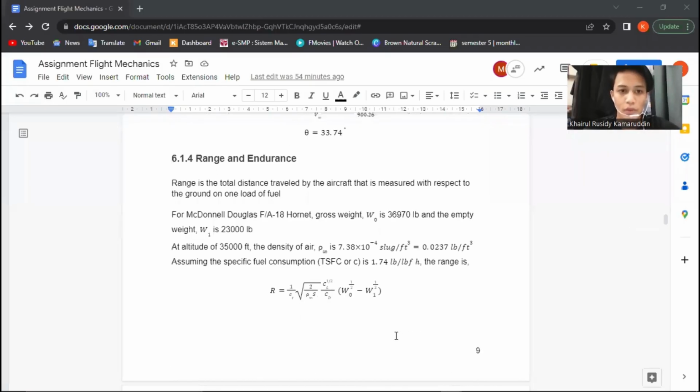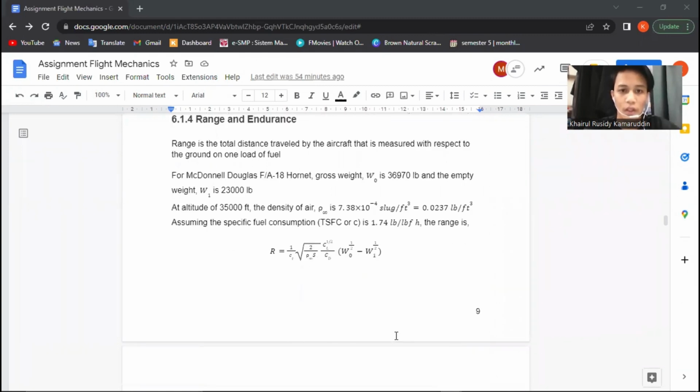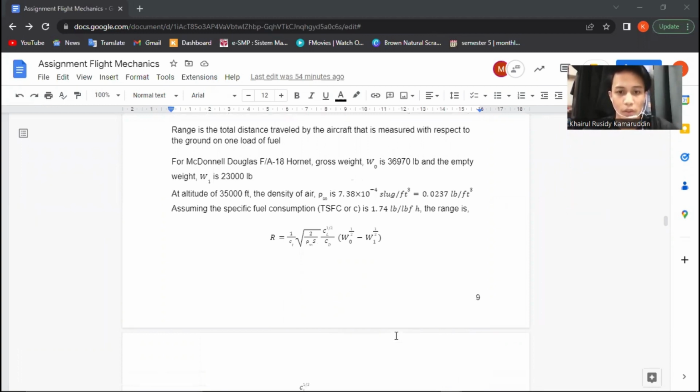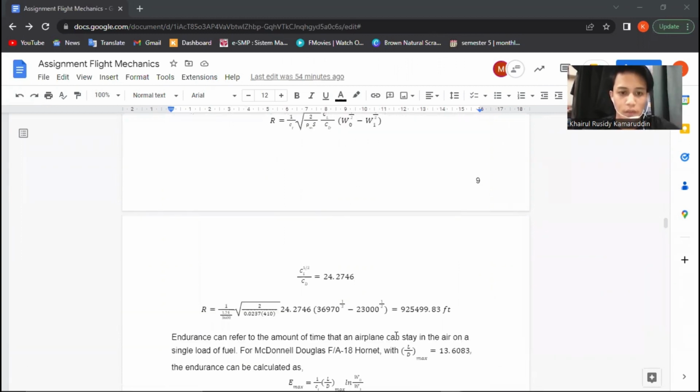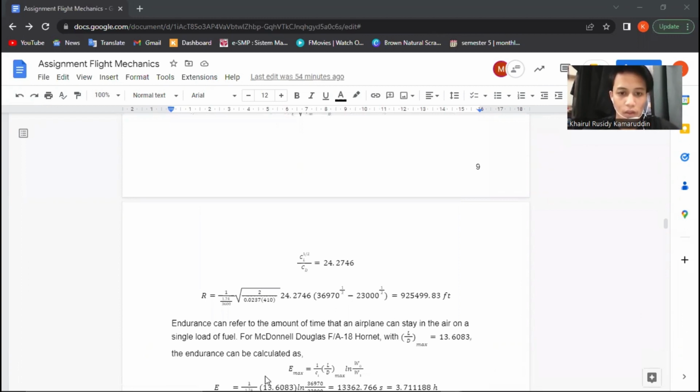Next, I will present on the range and endurance. Range is the total distance travelled by the aircraft, measured with respect to the ground, on one load of fuel. By using the formula and all the data that we have found, the R can be calculated, and the value of range is 725,499.83 feet.